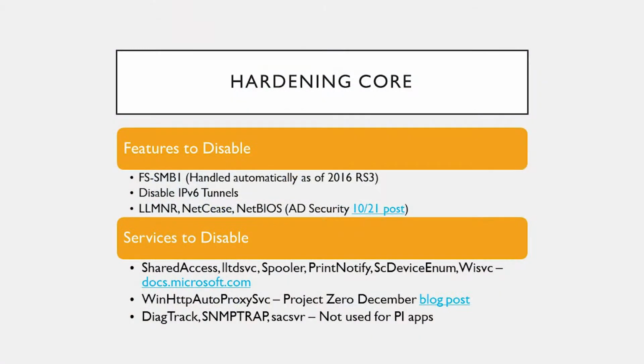So Server Core is a dramatically reduced surface, but there's still more that you can take away from it after you've installed, for most applications. SMB v1 is obviously something that you want to disable on these systems unless you're dealing with really old legacy systems. And that's actually handled automatically as of RS3.